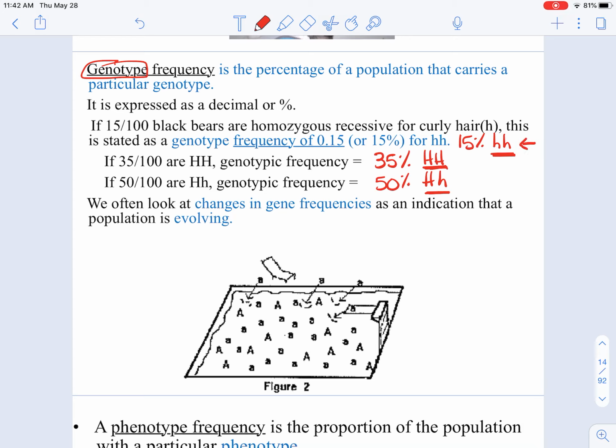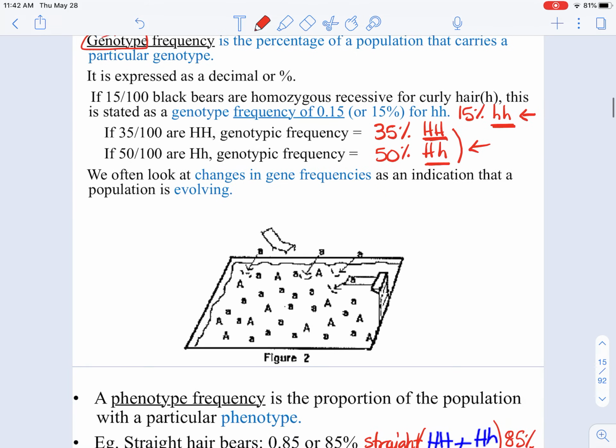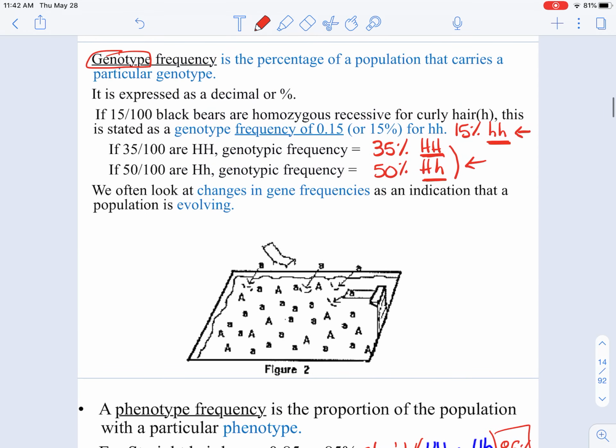Now, some of you may be sitting there going, yeah, you can definitely tell which are curly, but the ones that are straight-haired, you would never be able to tell which of these two genotypes you have. And that precisely is why we will use a calculation to figure that out and get a really good idea of what those two genotypic frequencies are. If we're just looking at phenotypes, that's pretty easy. We can say 85% are the straight-haired and 15% are the curly-haired. That's pretty easy to tell.